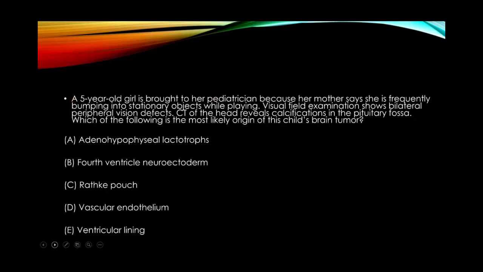Okay, let's do a practice question. A 5-year-old girl is brought to her pediatrician because her mother says she's frequently bumping into stationary objects while playing. Visual field examination tells you straight off bilateral peripheral vision field defects. So right away you know the optic chiasm is compressed. CT of the head reveals calcifications in the pituitary fossa. Which of the following is the most likely origin of this child's brain tumor? I'm not expecting you guys to know this stuff. I just wanted you to recognize what it looks like when they're presenting bitemporal hemianopsia.